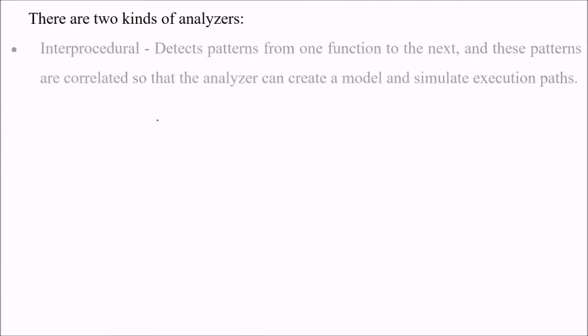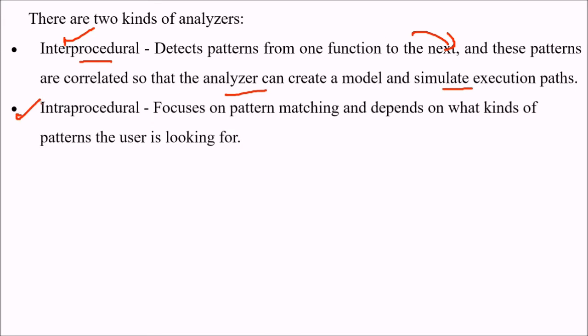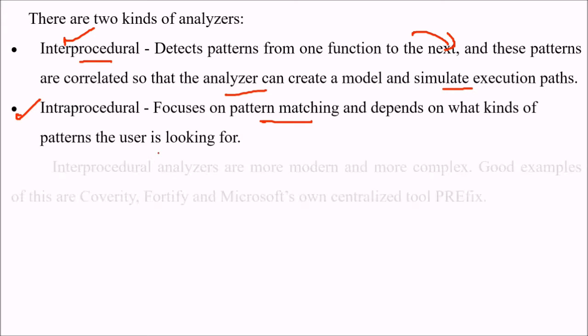So there are two kinds of code analyzers. One is interprocedural, that is, it is going to detect the patterns from one function to the next, and these patterns are correlated so that the analyzers can create a model and simulate the execution paths. And they can be intra-procedural. These kinds of analyzers focus on pattern matching and depend on what kinds of patterns the user is looking for.